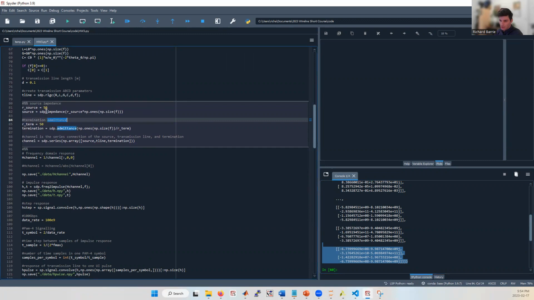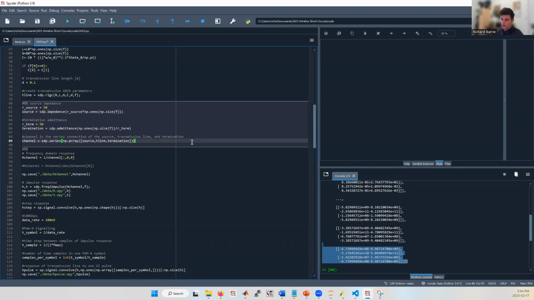Now, our source impedance is a pure impedance, and we've got a function for creating ABCD parameters of an impedance. Our termination is a pure admittance of 50 ohms, so we have a function for creating ABCD parameters of a pure admittance. Both of these, source and termination, have the same impedance as our characteristic impedance, because if you have a mismatch in impedance, it creates reflections, which is bad for signal integrity.